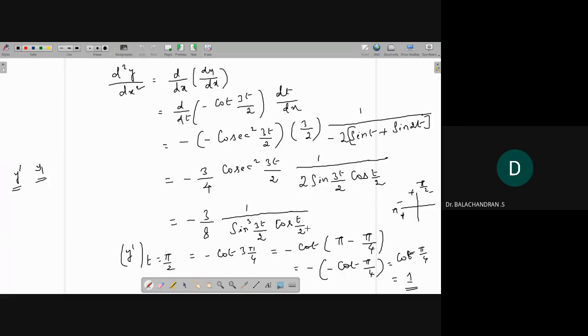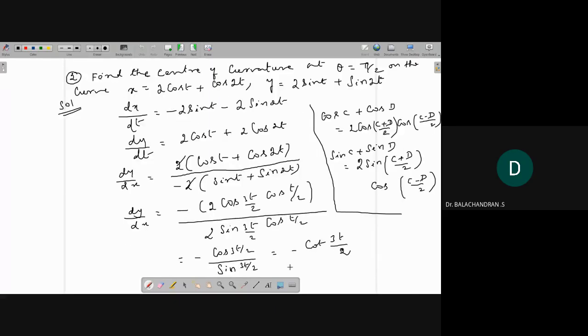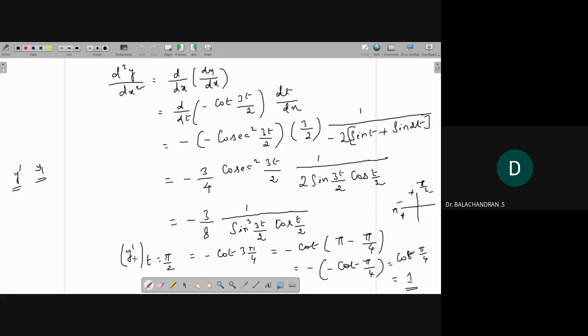So we got the first derivative and the second derivative. The first derivative is minus cot 3t by 2. Now I'm going to find y dash at t equal to pi by 2. So y dash is minus cot 3t by 2; t equal to pi by 2 means minus cot 3 pi by 4. You can write 3 pi by 4 as pi minus pi by 4, since 4 pi minus pi is 3 pi by 4.